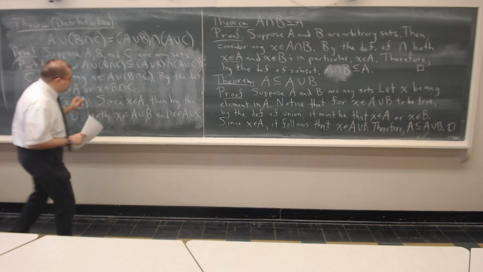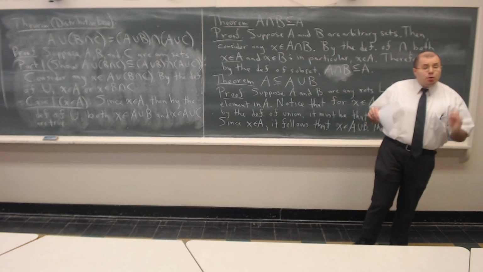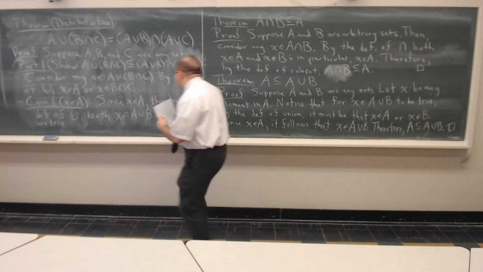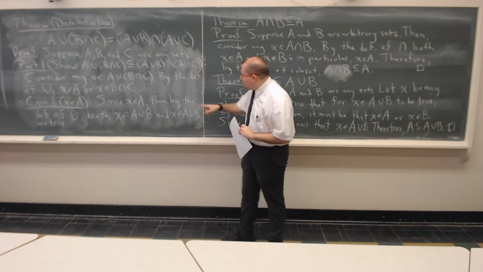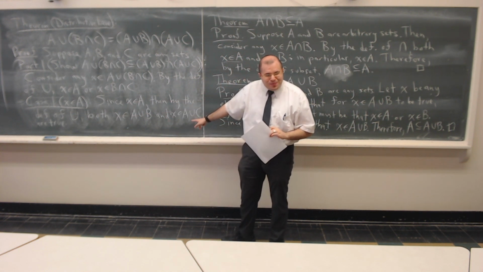So both x is in A union B and x is in A union C. Both of these are true, right? So we have that at our disposal. But here's the great thing. If I know this and that, both of these are true.